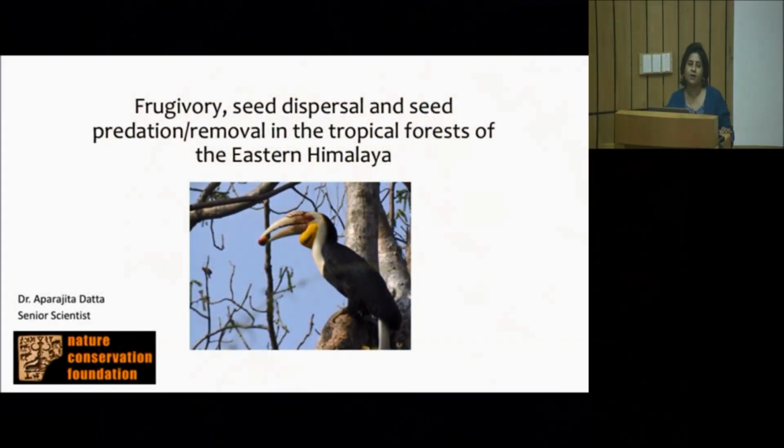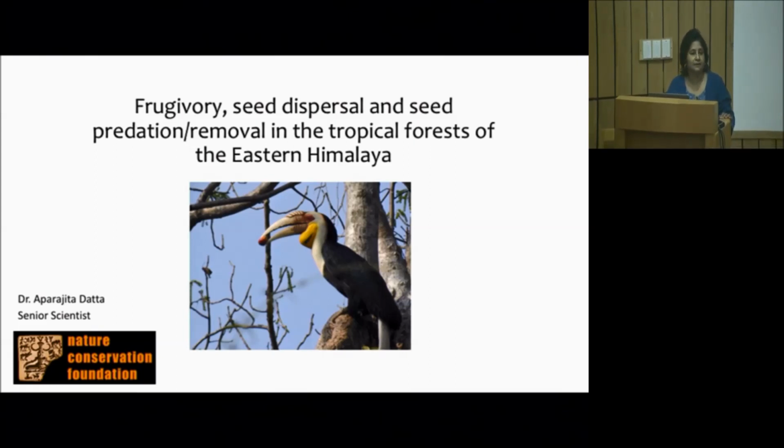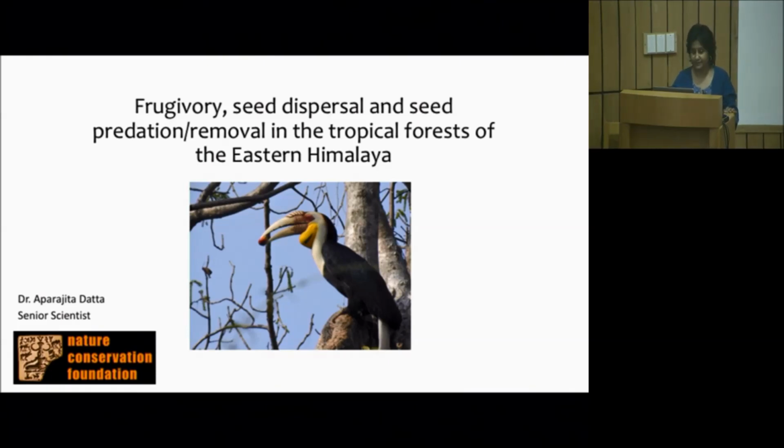So today, I'll be talking about work that has spanned about 15 to 18 years, trying to understand frugivory, seed dispersal, secondary seed dispersal and seed predation in the tropical forests of the Eastern Himalaya.